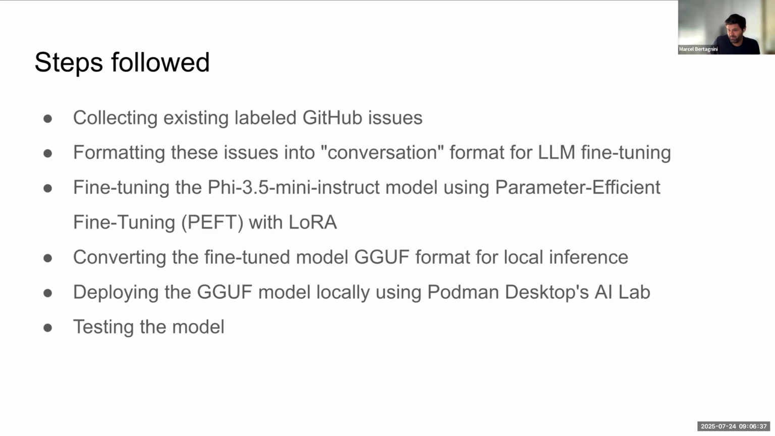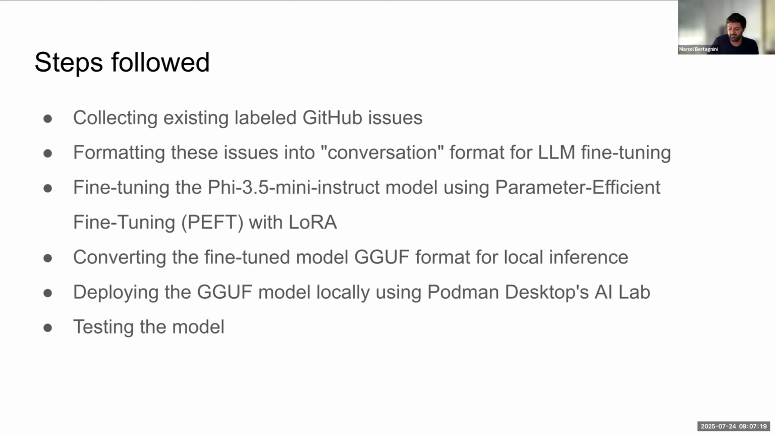The steps I followed to create this little project were, first of all, to collect some of the issues that we have in our repository. For that, I just used the GitHub API. I got around 150 issues that already have some labels. I took those issues and formatted them into JSON Lines format, which is a format that goes well for training models.